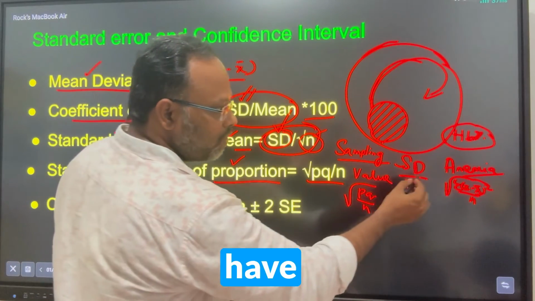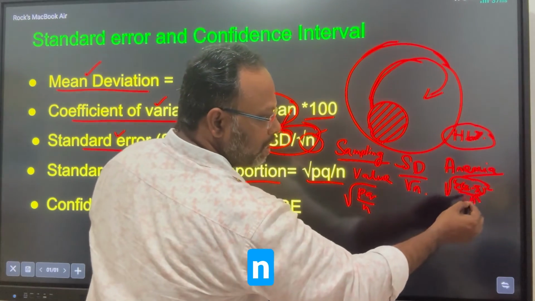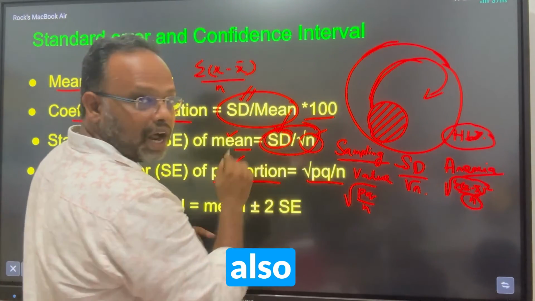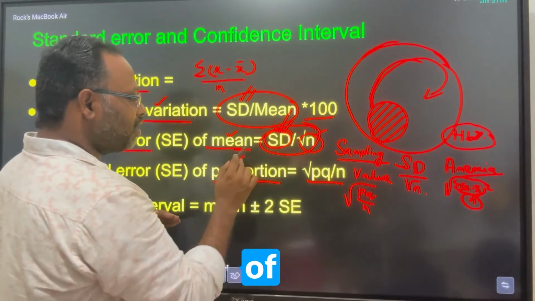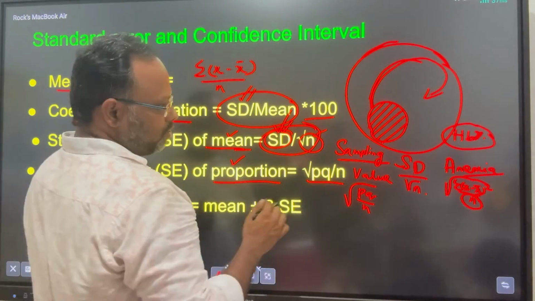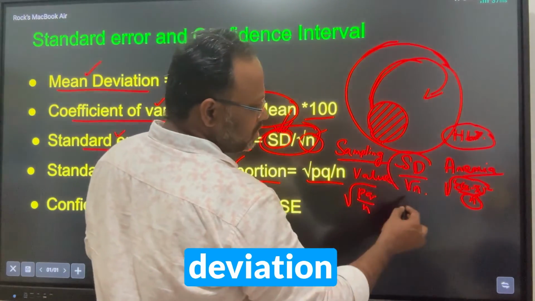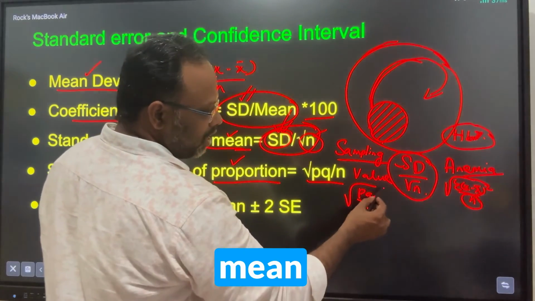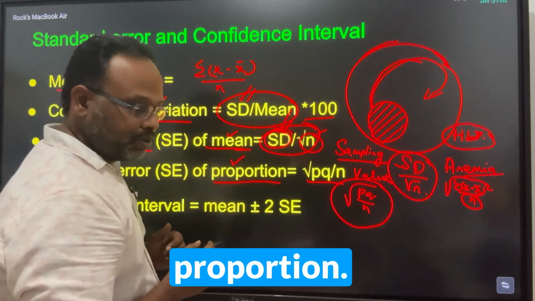Same way, in standard deviation we have one more n here. So again, that also will add. So that is the standard error of mean or sampling error. That is given by the formula standard deviation by root of n for mean and root of PQ by n for proportion.